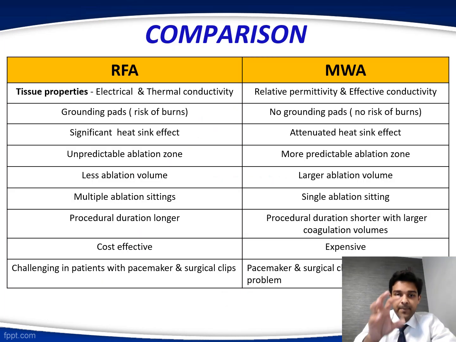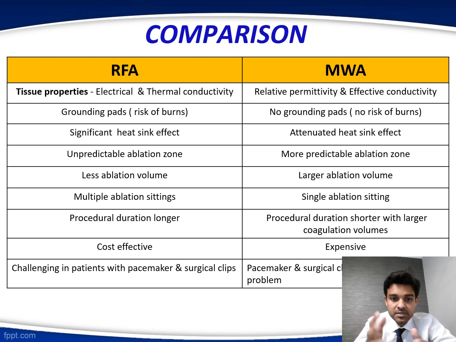So now let us have a comparison between radiofrequency ablation and microwave ablation. Radiofrequency ablation relies on tissue properties such as electrical conductivity and thermal conductivity. Microwave ablation relies on tissue properties such as relative permittivity and effective conductivity. So what is electrical conductivity? I need to make a note on it. Electrical conductivity is inversely proportional to the impedance in the tissue. So the greater the electrical conductivity, the lower the impedance in the tissue. The lower the electrical conductivity, the higher the impedance level in the tissue.